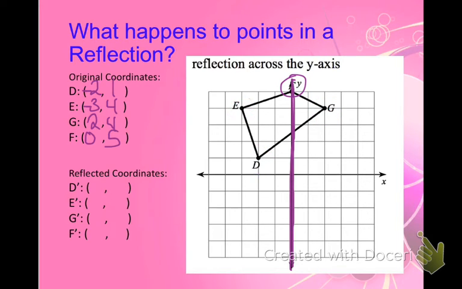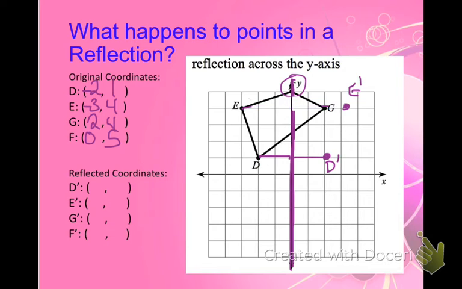So the biggest thing is making sure that your points are the same distance they were from the y-axis. We're going to start with D because we're going to go in order. D is 2 away from the y-axis, so my new reflection point has to be 2 away on the other side. If I count 1, 2, that is where D prime is going to go. E is 3 away. 1, 2, 3. So I'm going to count 3 over here, and that is where E prime is going to go.